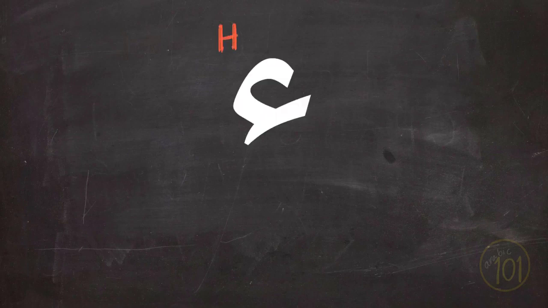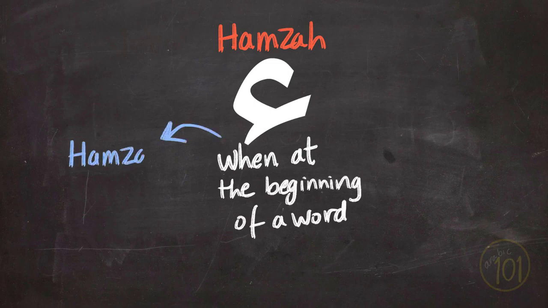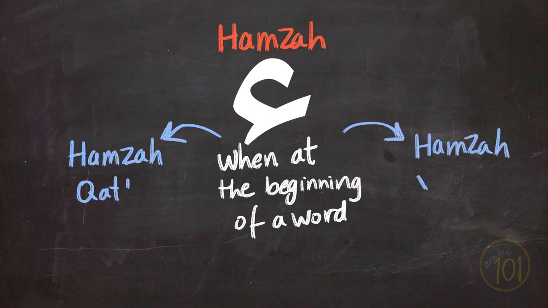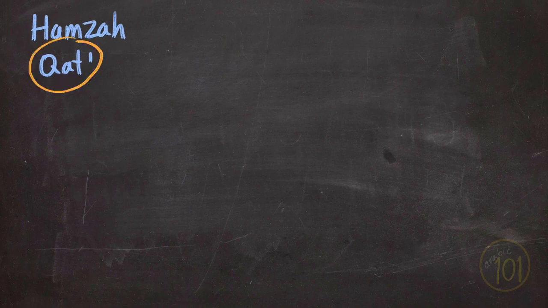This is called Hamza, and it is a letter often used at the beginning of words. And in the Holy Quran, it comes in two different forms, Hamzat Qat and Hamzat Wasl, and this is the difference between them. Let's start with Hamzat Qat, which contains the word qata, and it literally means cutting.